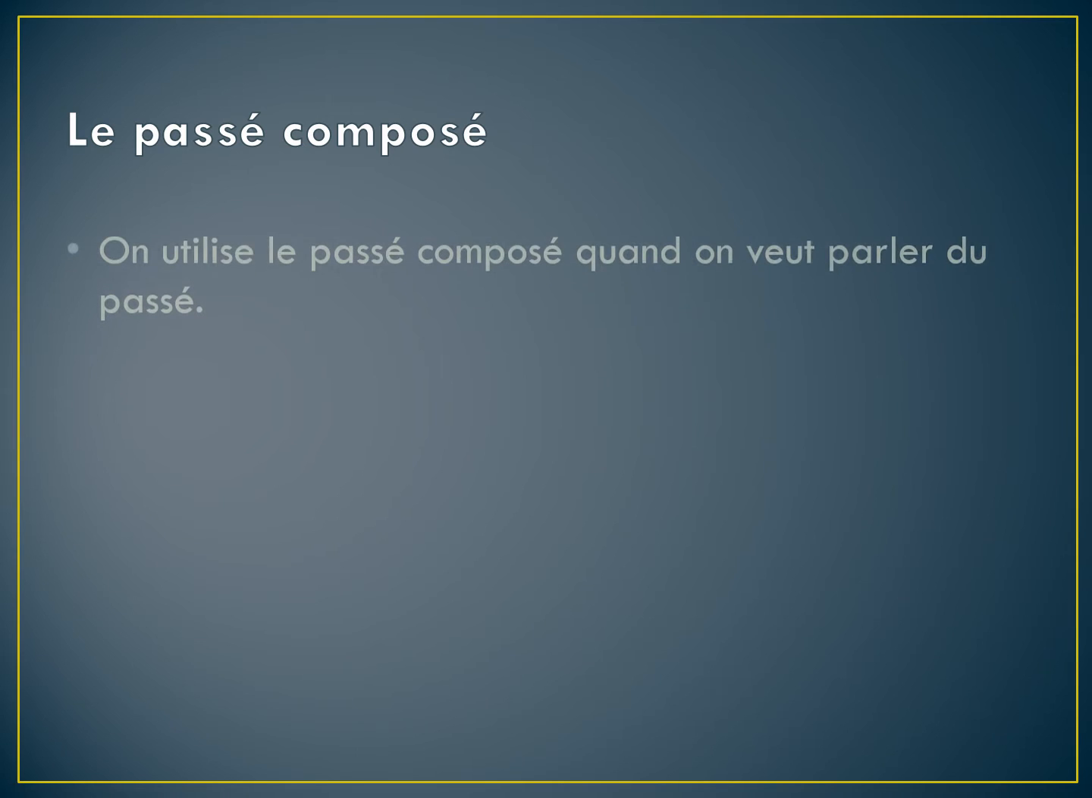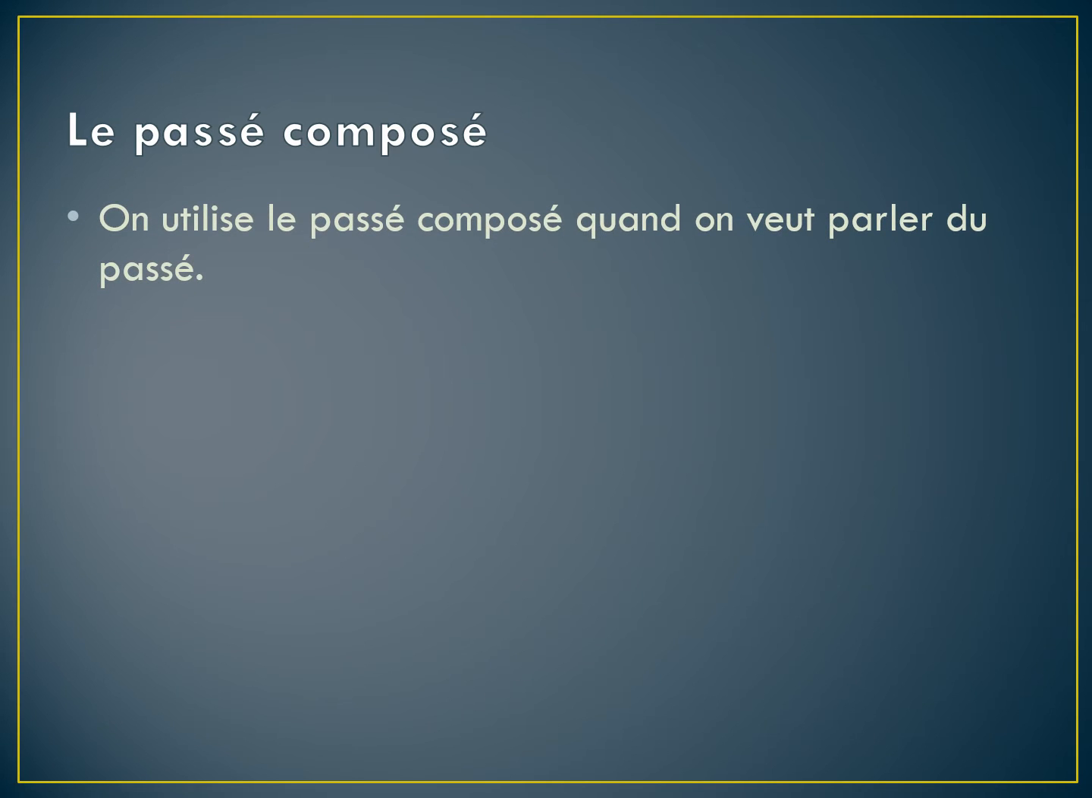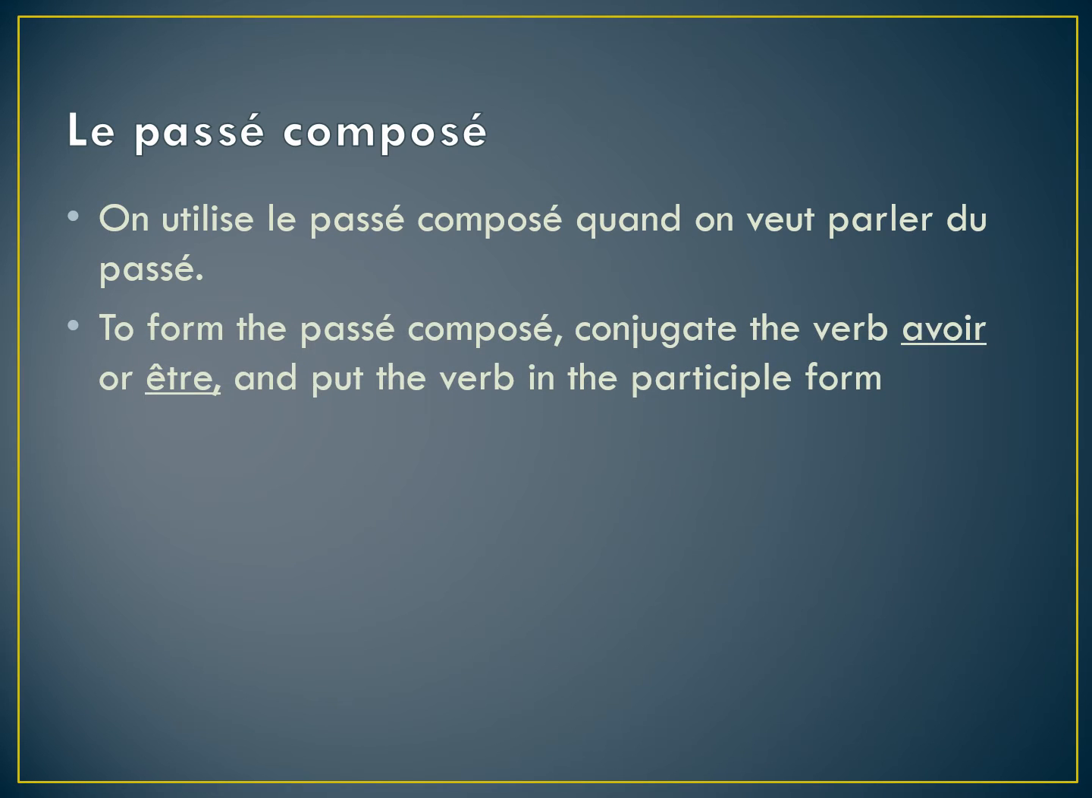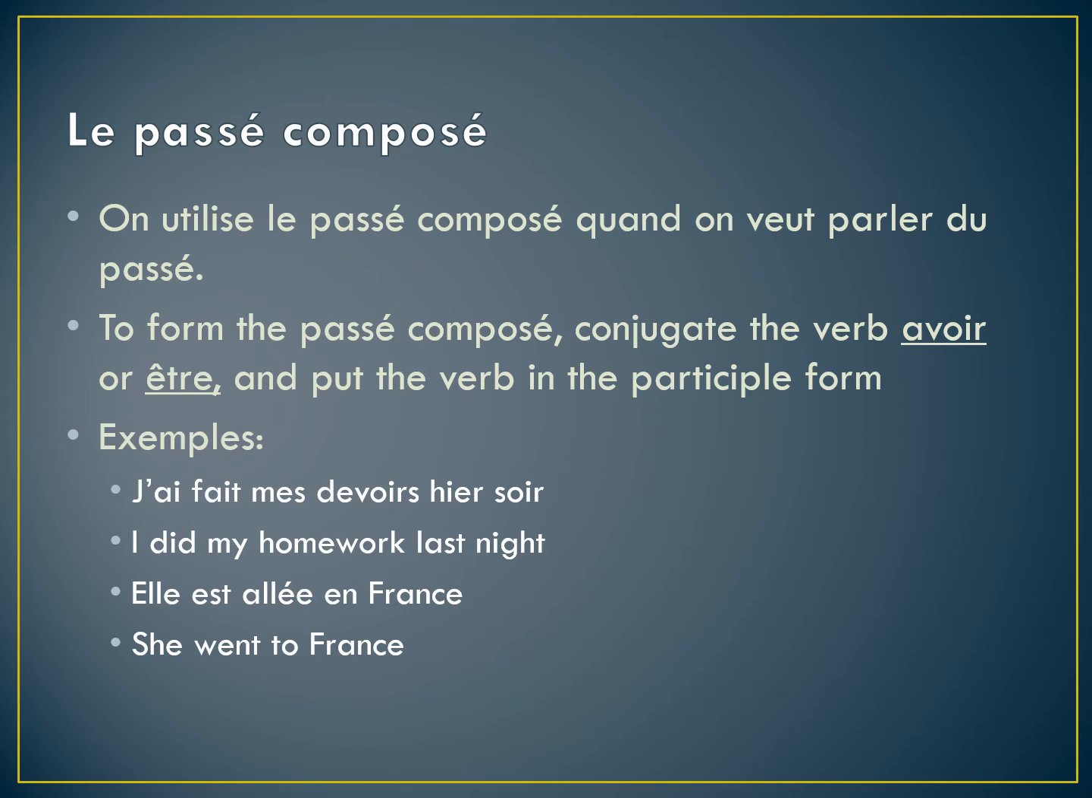The passé composé is used not to say what we are currently doing, but rather to say something that we did in the past. In French, the passé composé takes two verbs, either avoir or être, and then also what we call the past participle. So in the first example sentence below, j'ai fait, all three of those words together mean I did. And in the second sentence, elle est allée, all three of those words together mean she went.